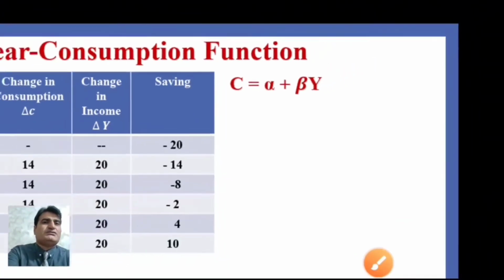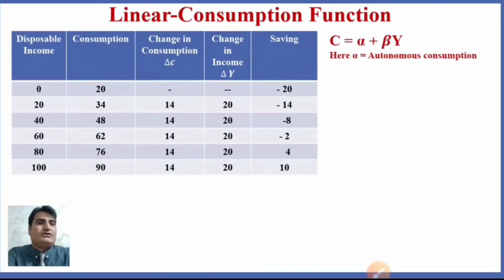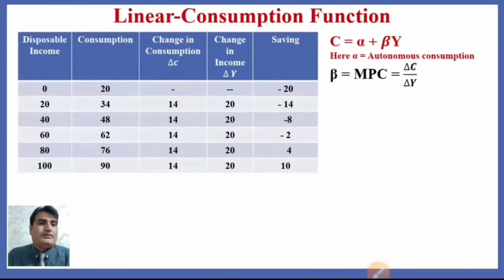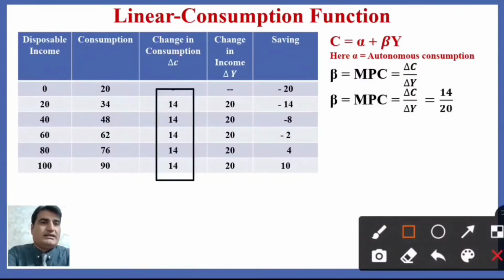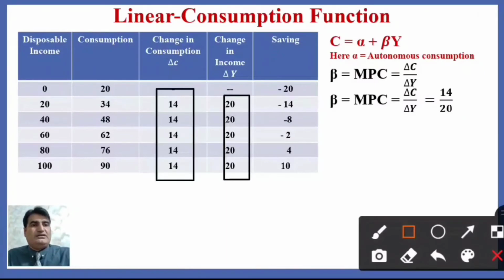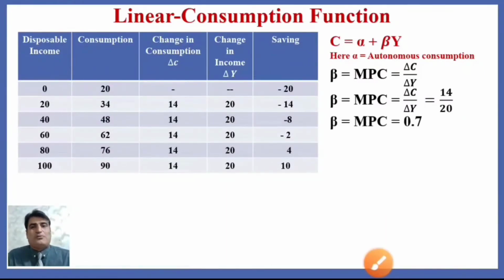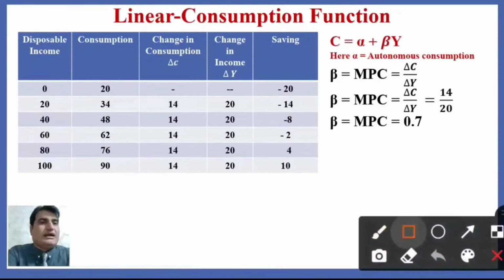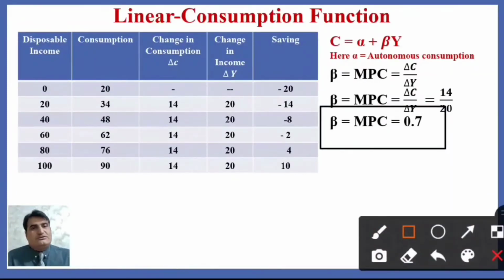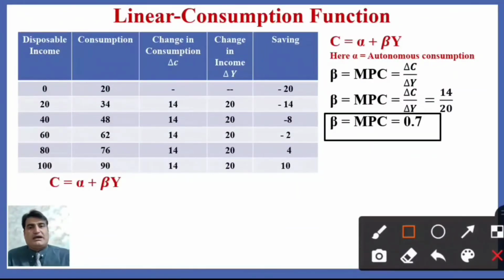So by using this function, we have to derive the consumption function. As we know, alpha is equal to autonomous consumption and beta is equal to the marginal propensity to consume, that is equal to change in consumption over change in income. Change in consumption that we have calculated here is 14, and change in income is 20. By putting these values, the marginal propensity to consume is 0.7. This shows that if the consumer's income rises by $1, the consumer spends 70 cents on the purchase of goods and services. Beta is equal to 0.7 as we have calculated.